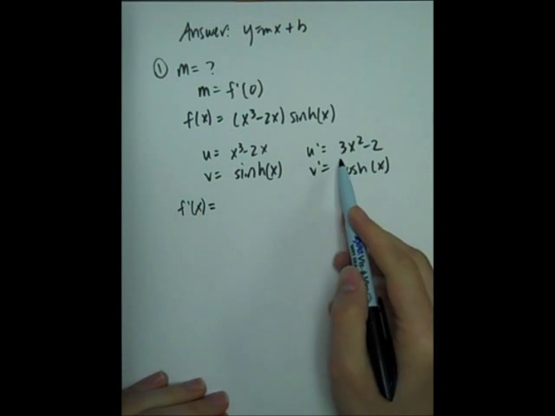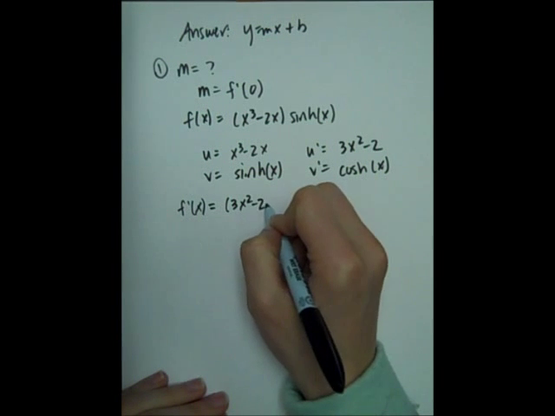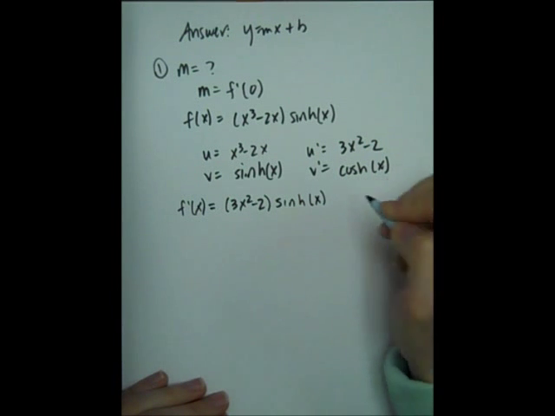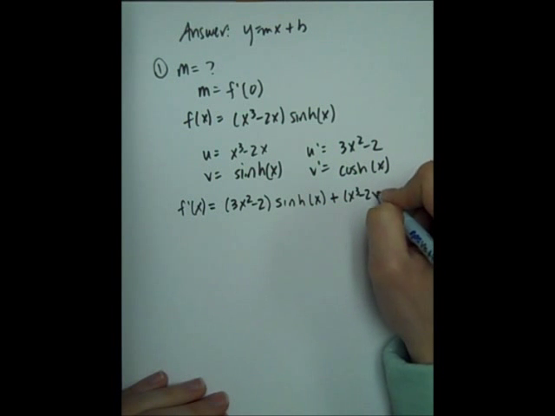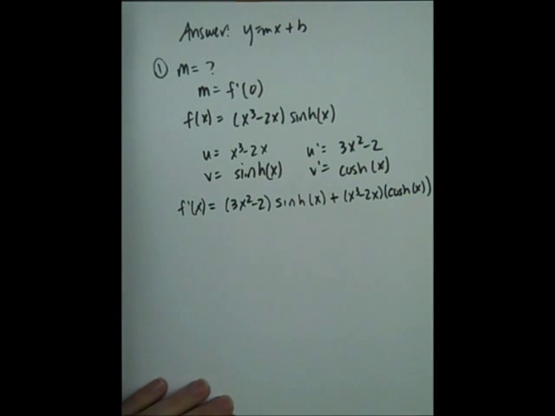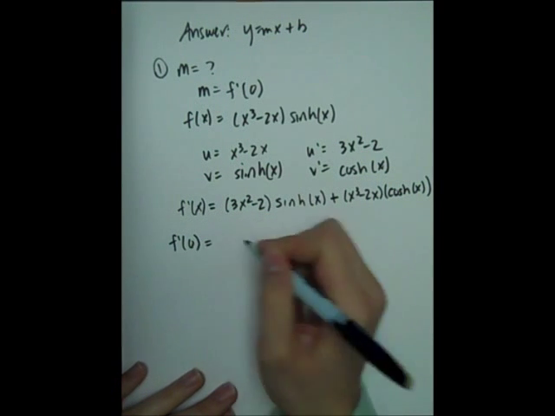So what is f prime? So u prime v, that's going to be 3x squared minus 2 times hyperbolic sine of x plus u v prime. So x cubed minus 2x times hyperbolic cosine of x. So we found the derivative. Next step is we need to plug in 0 because we're trying to find f prime of 0.